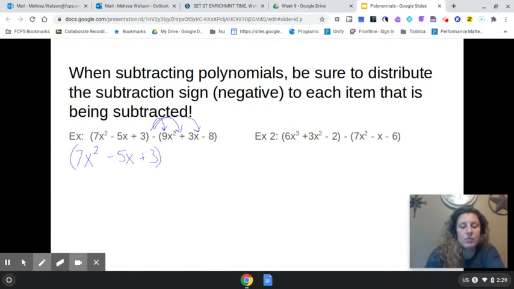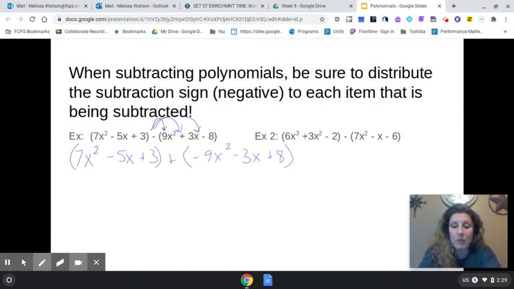Since we're subtracting, if I distribute that negative, I can then just think addition. And negative times 9x squared would be negative 9x squared. Negative times 3x would be negative 3x. And negative times negative 8 would be positive 8. Now that I've rewritten this, I don't need to worry about remembering that we're subtracting. Now I can just think we're adding exactly like the last examples.